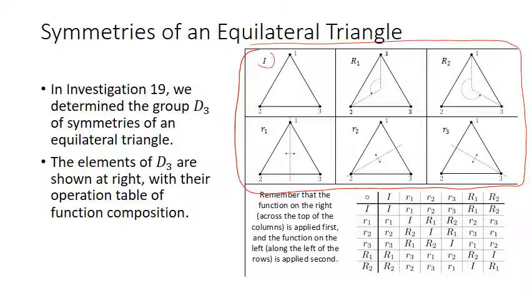You have the identity symmetry, which does nothing. You have capital R1, that is rotation by 120 degrees counterclockwise. Rotation R2, it's rotation counterclockwise by 240 degrees. Little r1, that is reflection over the axis joining vertex 1 to the center of the triangle. Little r2 is reflection over the axis joining vertex 2 to the center of the triangle. And then little r3 is reflection over the axis joining vertex 3 to the center of the triangle. Okay.